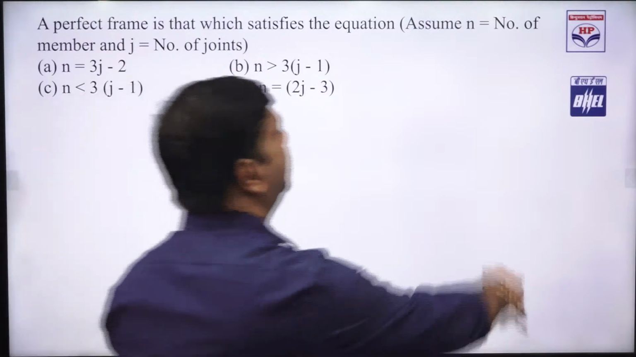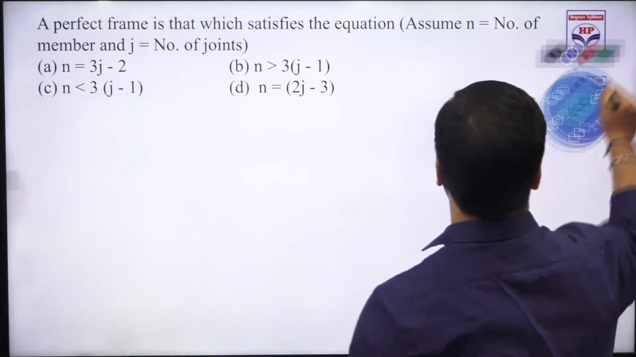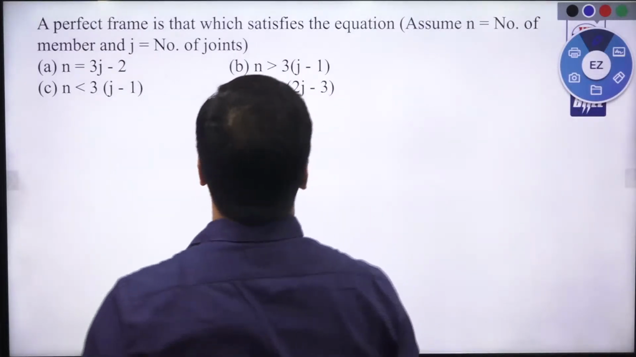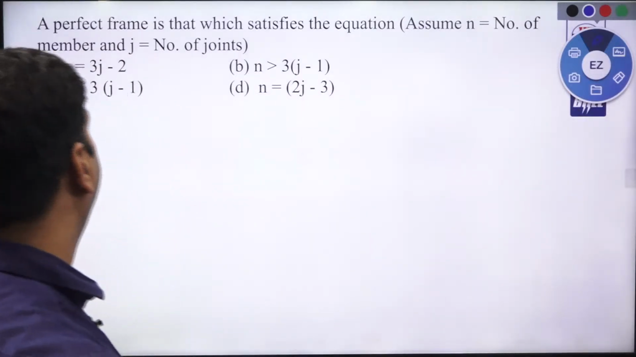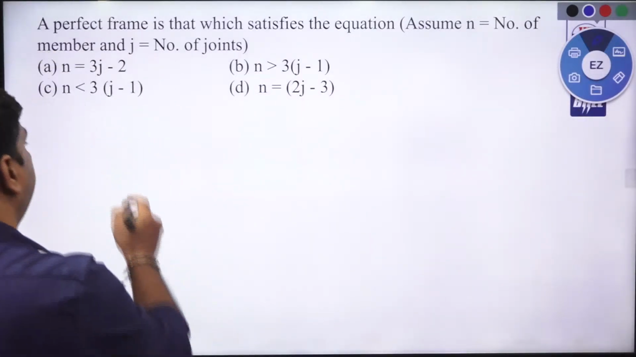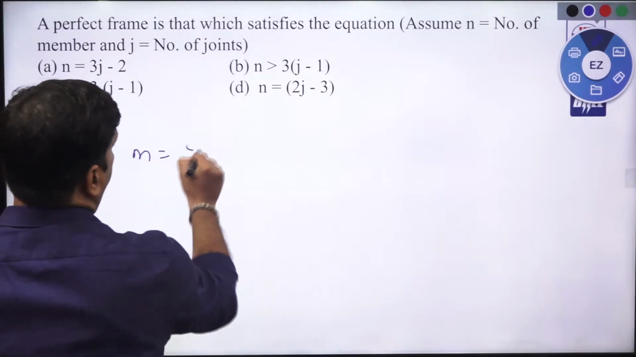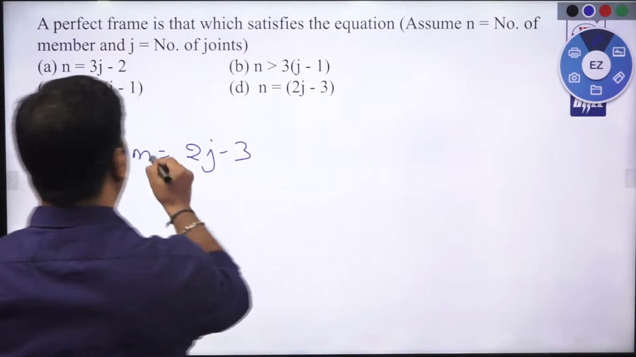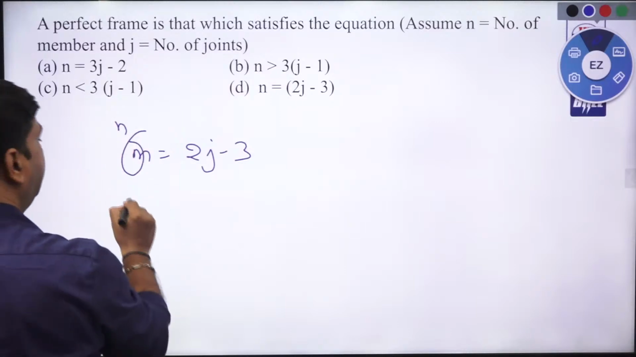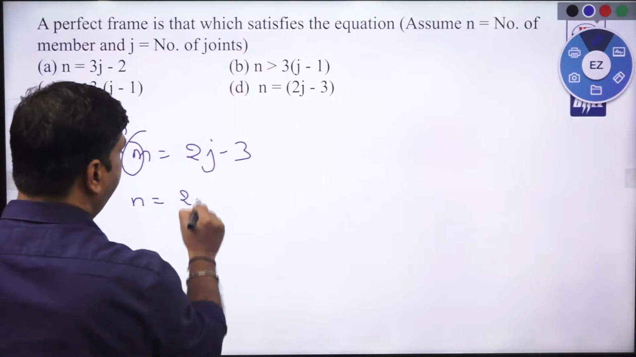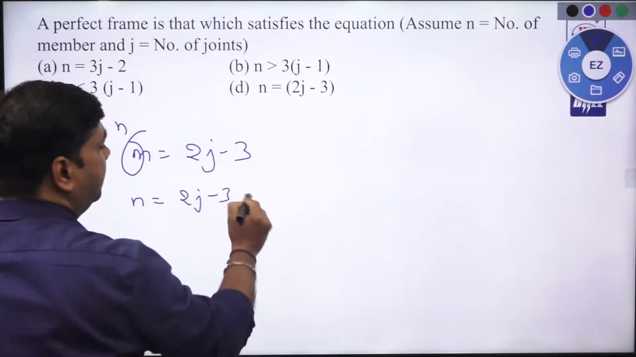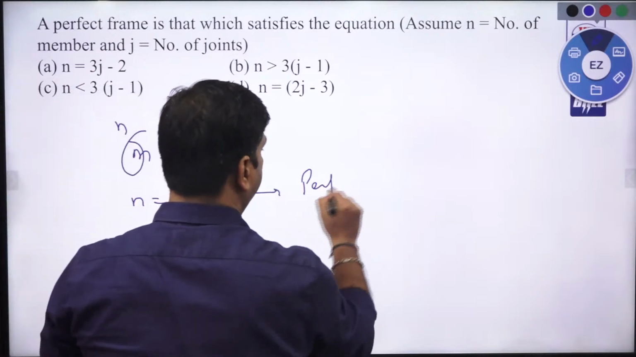So the question is saying that a perfect truss is that which satisfies the equation m equals 2j minus 3. Here m is denoted by n. So whenever n equals 2j minus 3, that is called a perfect truss.